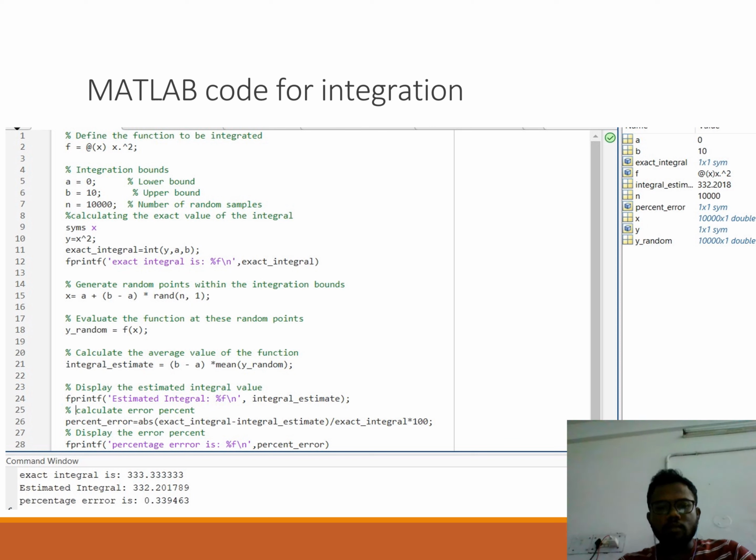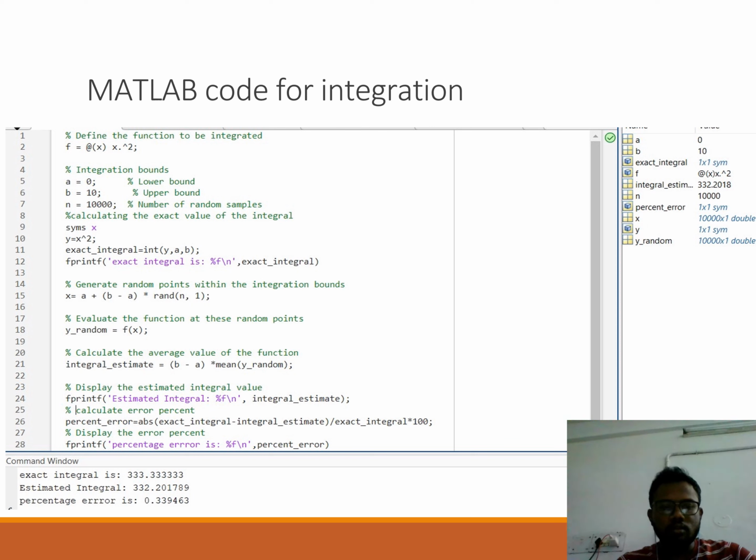Now we display the estimated integral value using the fprintf function. Now we calculate the percentage error from the exact value by the absolute value of (exact integral minus integral estimate) divided by exact integral, times 100. Now we display the error in percent by the fprintf function.